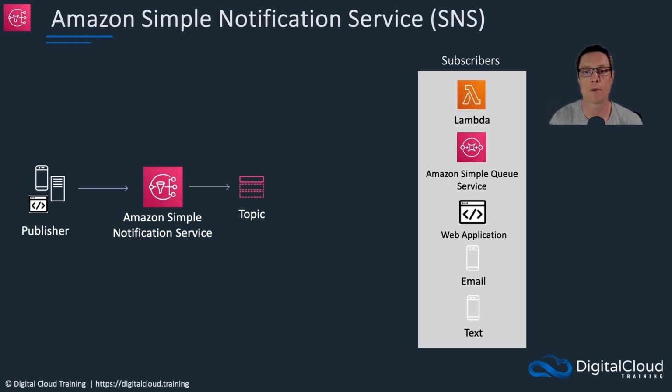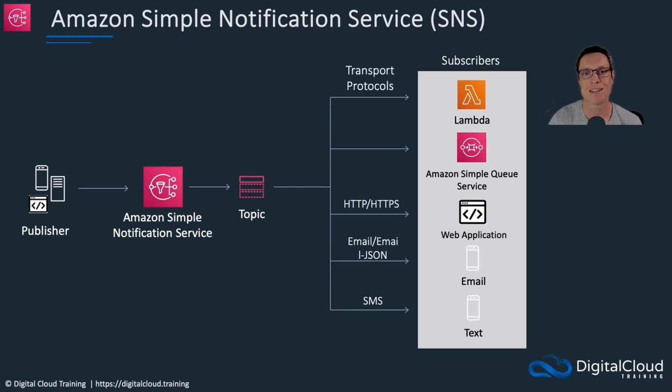But likewise, it could also be Lambda, could be SQS, could be some other web application. There's a variety of different targets who can be subscribers for a topic. So the information is then sent to those subscribers every time a message gets placed into the topic. Again, we can pass information from one component of an application to another. And it supports various transport protocols like HTTP, email, JSON, and SMS, to name just a few. So this is another example of decoupling.